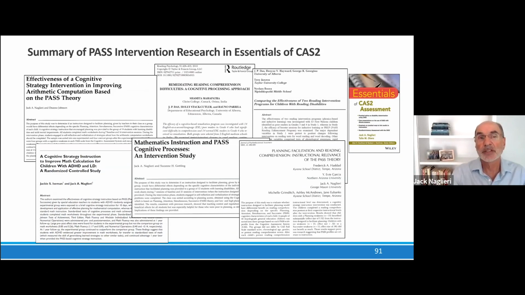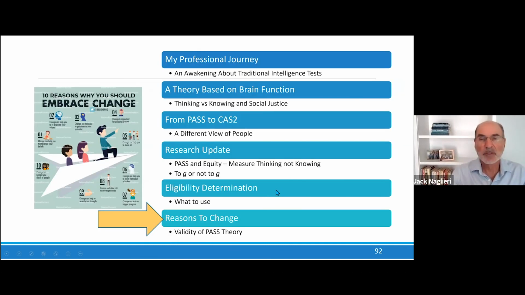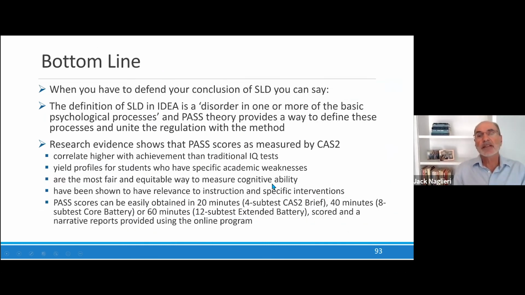It's really very clear. Here's just some of the studies on it, done by a whole variety of people. They're all summarized in my Essentials book. And again, you can get all of my studies on my website. So here's kind of the big picture there. I'm going to take a few more questions and then we'll stop.